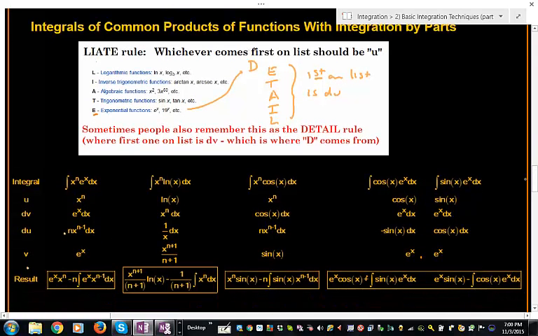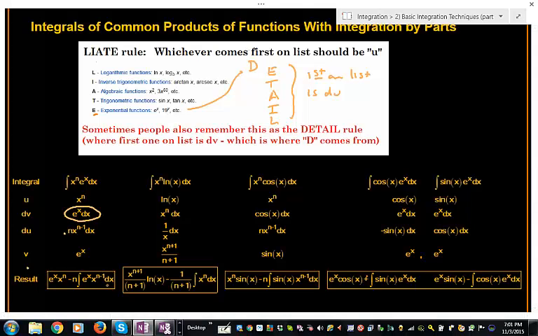Here are some integrals that we can evaluate with integration by parts. First integral is x to the n times e to the x. So what do I do? I go to my list and say which comes first. I have an exponential and algebraic. The exponential is first on the list, so that must be dv. And of course x to the n is u. And when I substitute these into the formula, I get the boxed result, which you should verify.